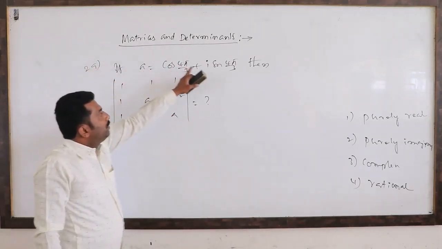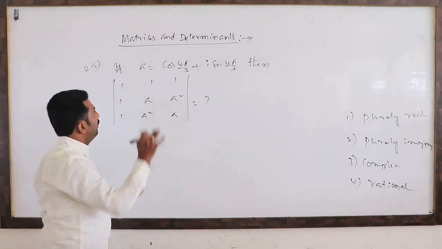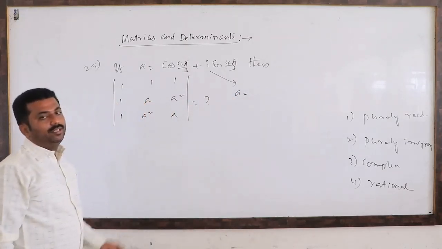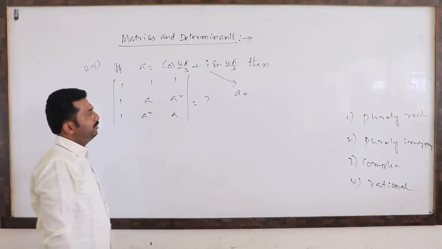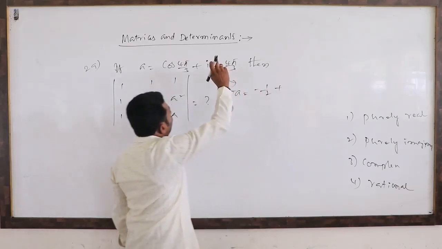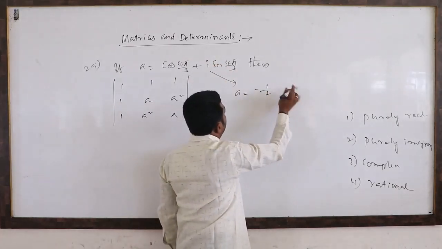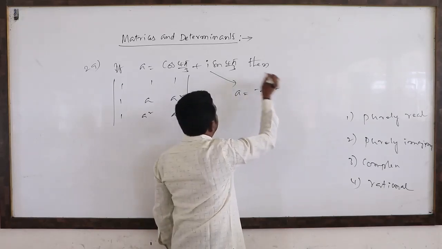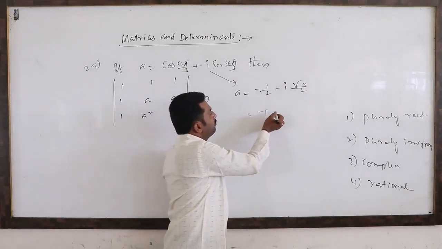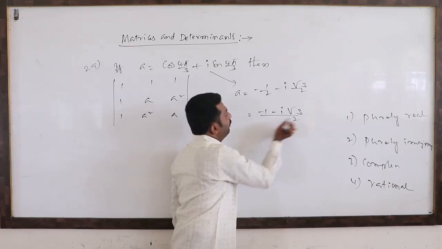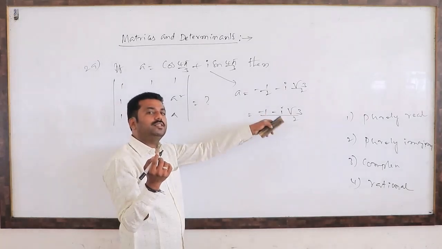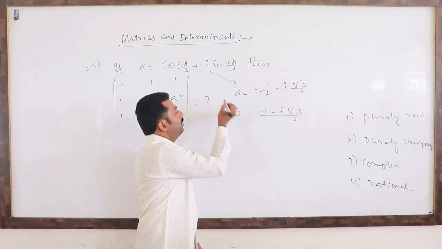A equals cos of 4 pi by 3 plus I into sin of 4 pi by 3. So I will write this A value once. Cos of 4 pi by 3 means pi plus pi by 3, third quadrant, so minus 1 by 2. Pi plus pi by 3 again gives minus, so minus 1 minus I into root 3 by 2. So clearly minus 1 minus I root 3 divided by 2. Omega means minus 1 plus I root 3 by 2. Omega square means minus 1 minus I root 3 by 2. So A is nothing but omega square.